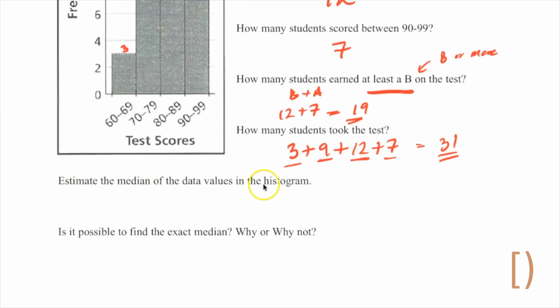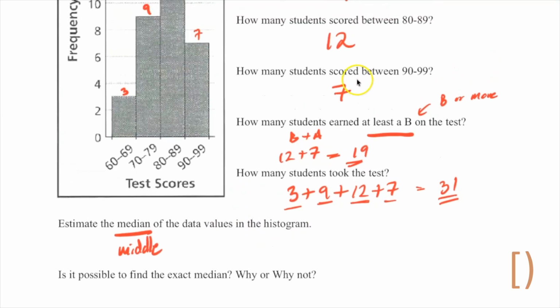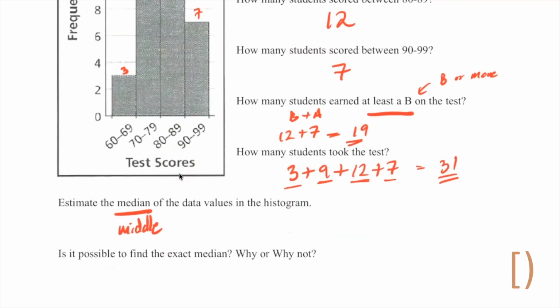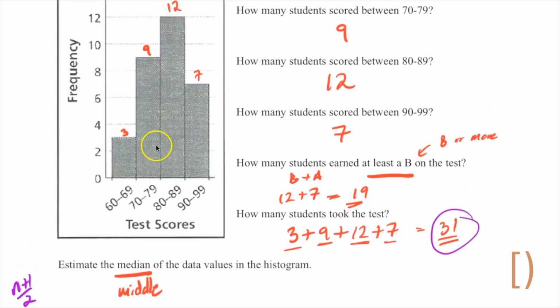Estimate the median of the data values in the histogram. Remember, median means the middle. Now you can't just look at it and go, oh, the middle looks like it's 12, which actually would be wrong. It has to be these values, right? Keep in mind, there's 31 students. So the middle is going to be about half of that, so about 15. There's actually a little formula called n plus 1 divided by 2. You'll get there in the future. So about 15. So where does 15 fall?